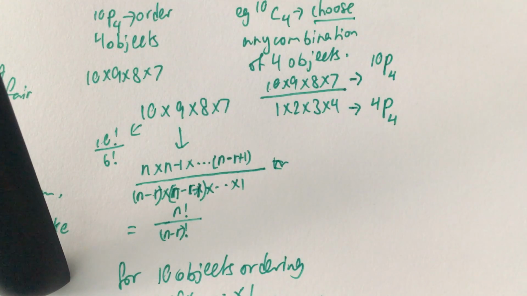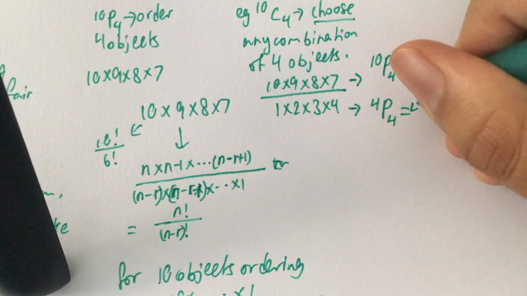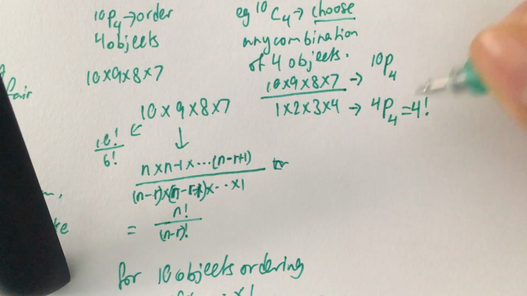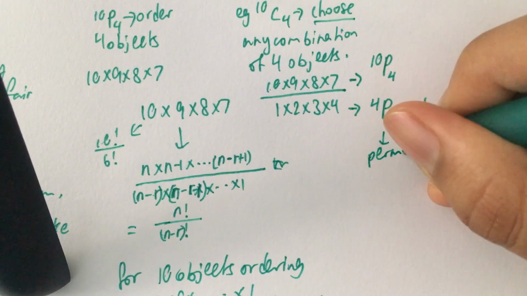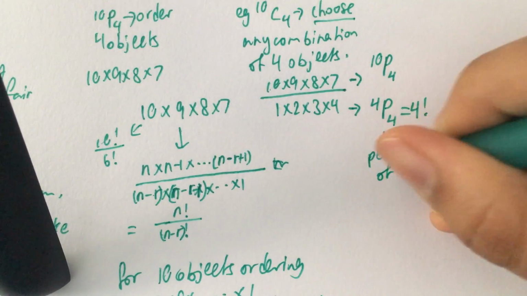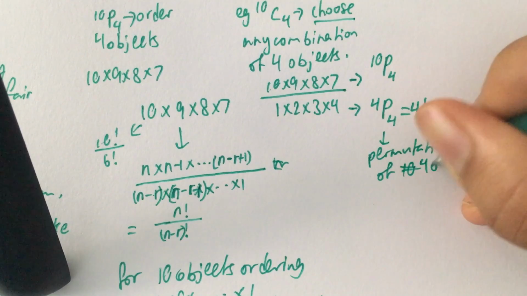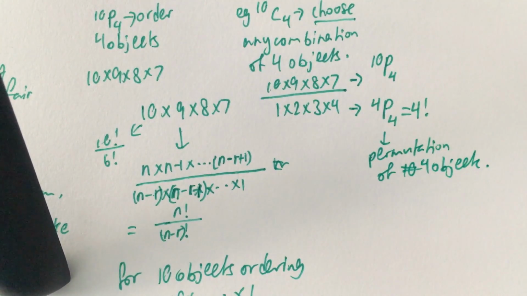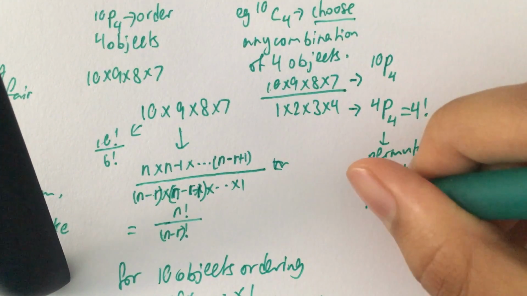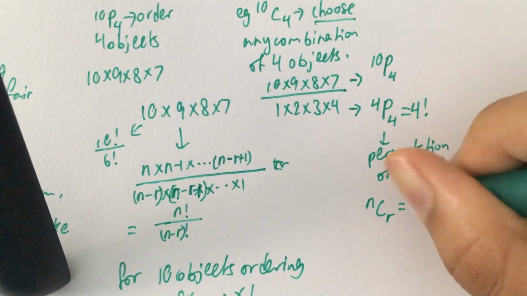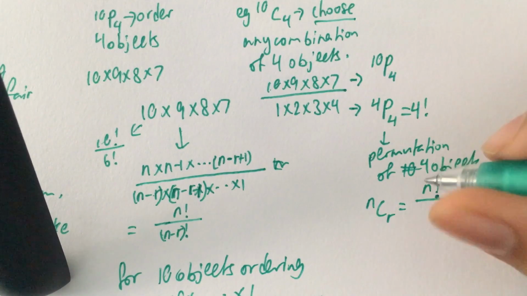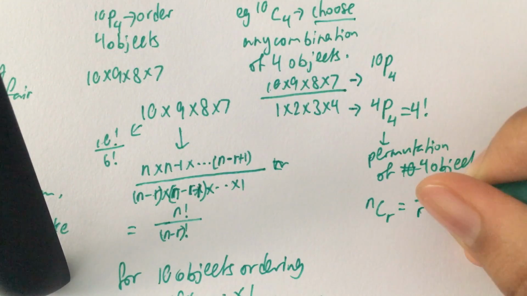And how do you do that? Well, think about 4 factorial. That is the number of ways to arrange those 4 objects. So if you divide that from 10 factorial over 6 factorial, that number, you will get your nCr. So in other words, your nCr is n factorial over r factorial times (n minus r) factorial. And that is the difference between the P and the C. Yeah, I hope you got this.